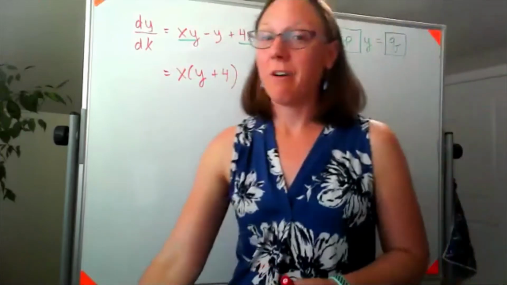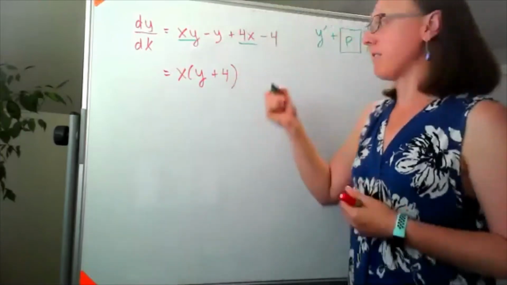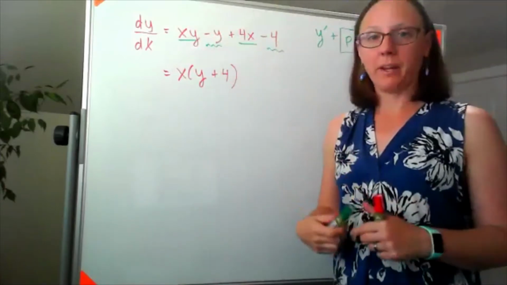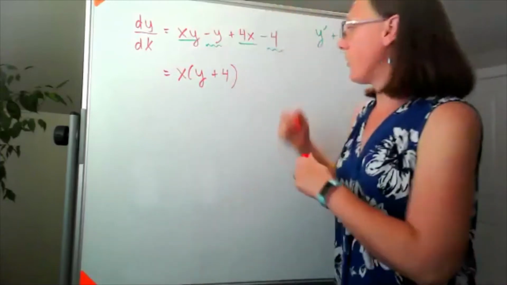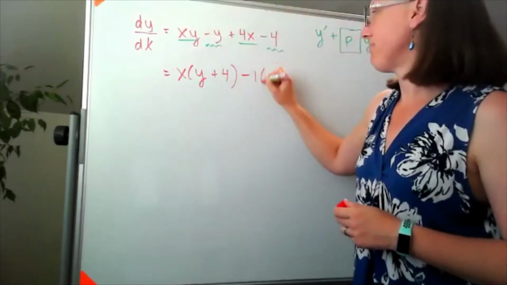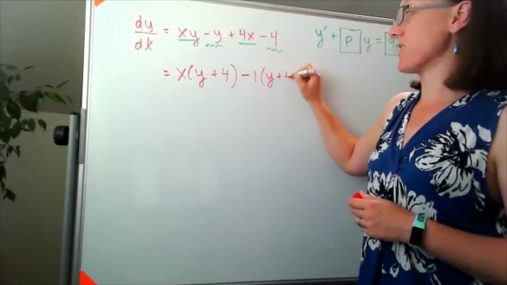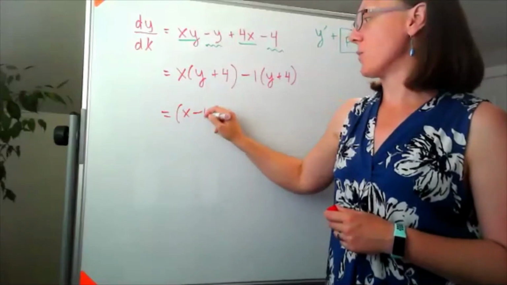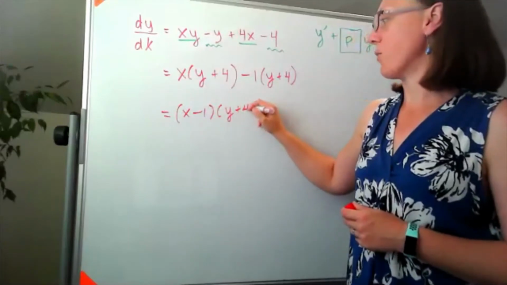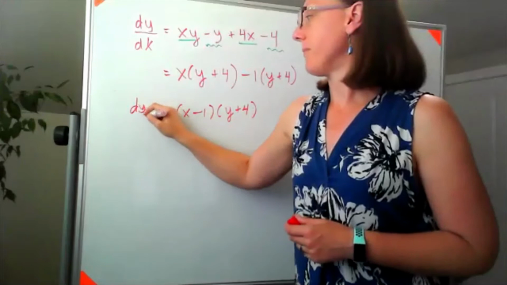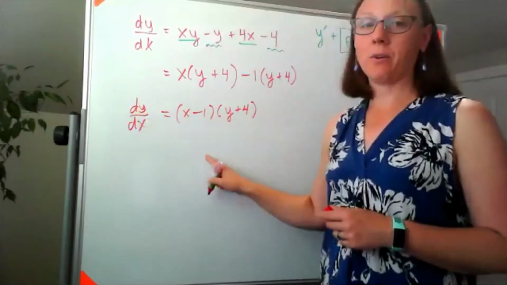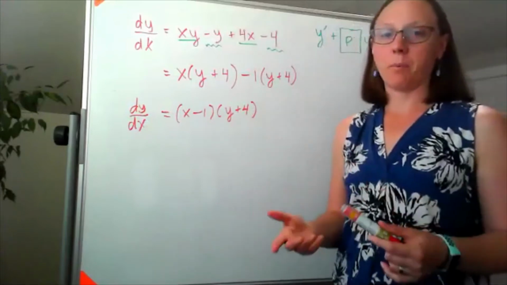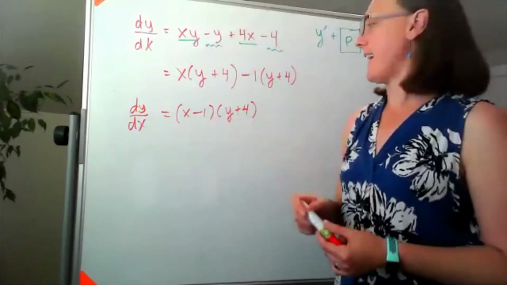Now, if I again think about factoring by grouping and I look at my two remaining terms, the negative y and the negative 4, what they have in common is a negative 1. So I can pull that negative 1 out, and then I would be left with y plus 4. So at this point, I can factor that to be x minus 1 times y plus 4. And I would rather solve this as separable, just because I think in general separable is fewer steps if we can see how to factor it.